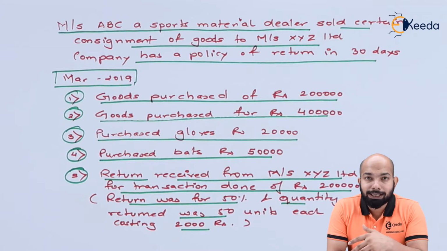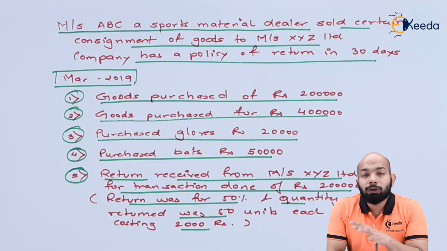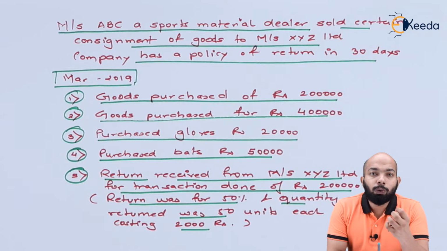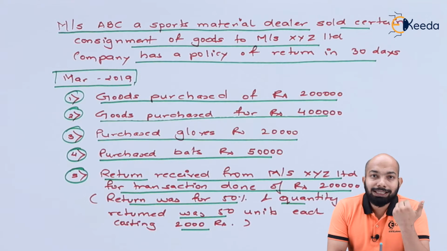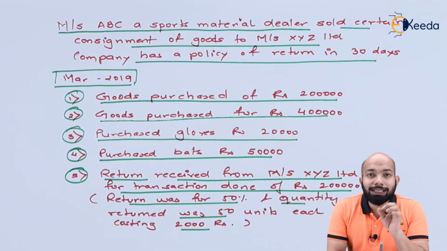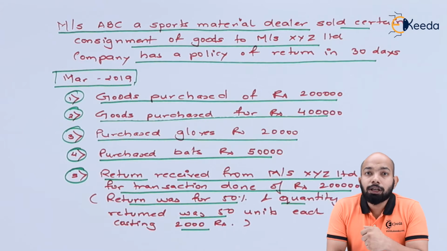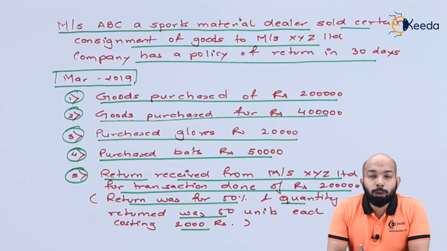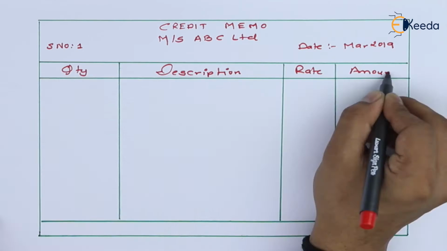to Mrs. XYZ by Mrs. ABC were found to be defective, and 50 quantities, that means the quantity that was sent back by the buyer to the seller, refers to 50 units, each unit amounting to rupees 2,000 each. Now you have to prepare the kind of credit memo that we described in the format, and we'll go ahead and see how to prepare that. Let's prepare that out.